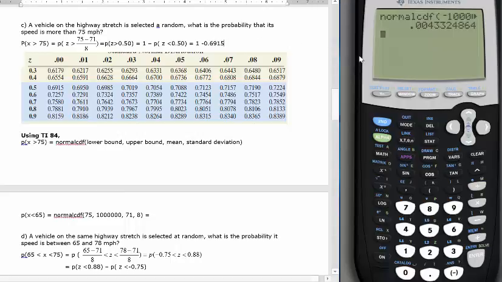Okay, let's do the math on the calculator. So we go here, 1 minus 0.6915, enter, and that's your answer, 0.3085.